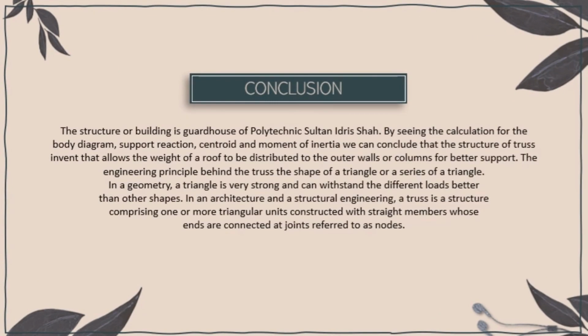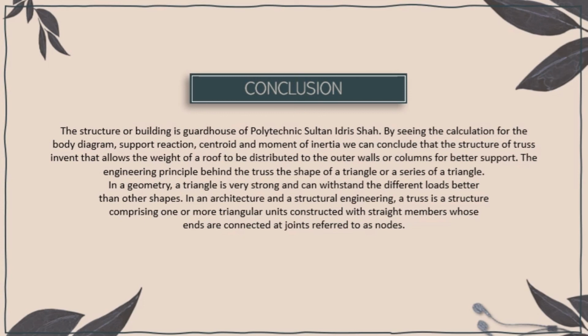Conclusion. The structure or building is the guardhouse of Polytechnic Sultan Idris Shah. By seeing the calculation for the free body diagram, support reaction, centroid and moment of inertia, we can conclude that the structure of the truss is a system that allows the weight of the roof to be distributed to the outer wall or columns for better support. The engineering principle behind the truss is the shape of the triangle or series of triangles.